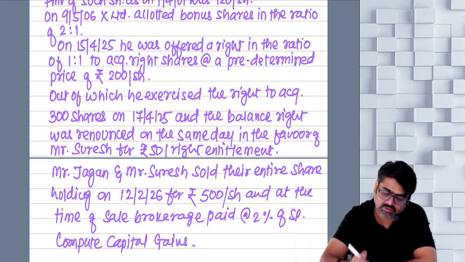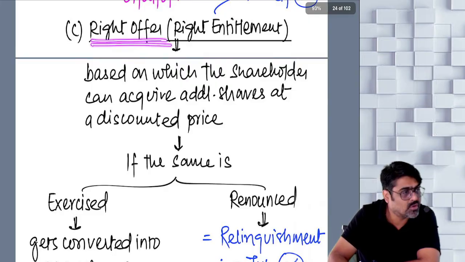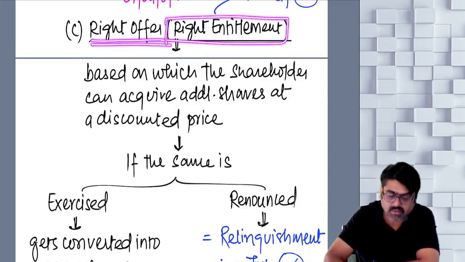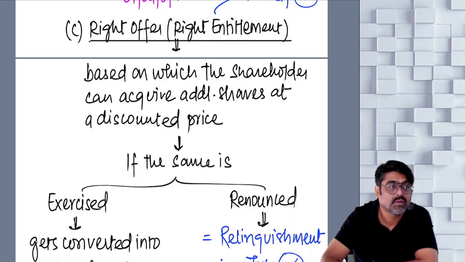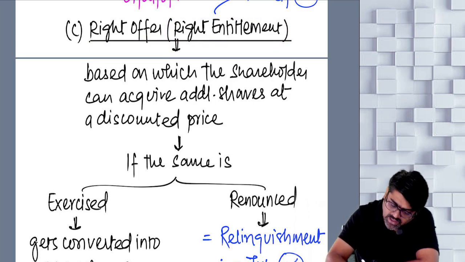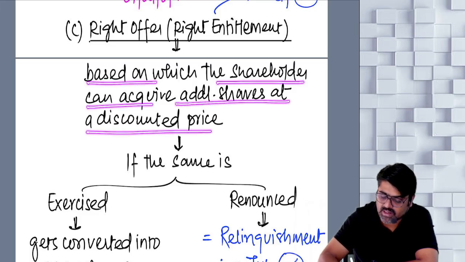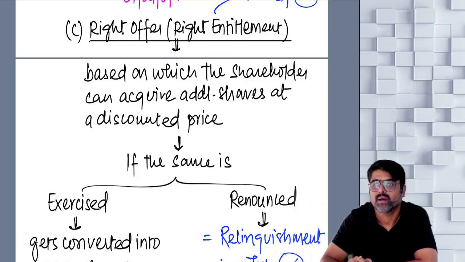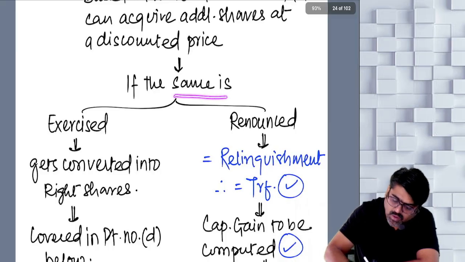So 55(2)(aa) says what? 55(2)(aa) says that whenever the right is offered, known as right entitlement, yes or no? Whenever the right is offered, if you renounce that right in the favor of someone else. What is this right? This is a right based on which the shareholder can acquire additional shares, right shares, at a discounted price. So if the right is giving you a benefit that you are a shareholder, you can purchase the additional shares, right shares of the company at a discounted price. So this right is your asset only.